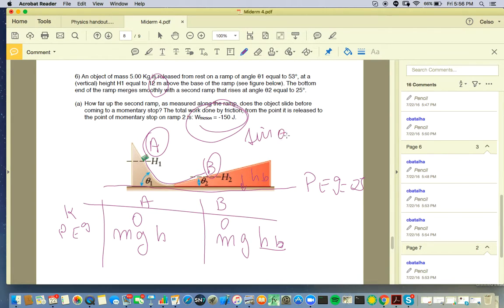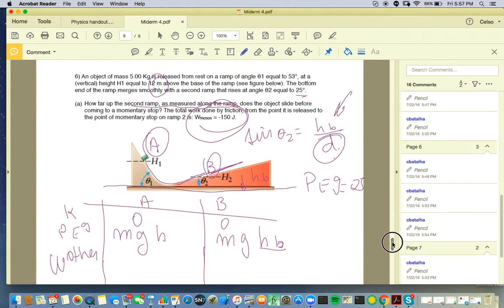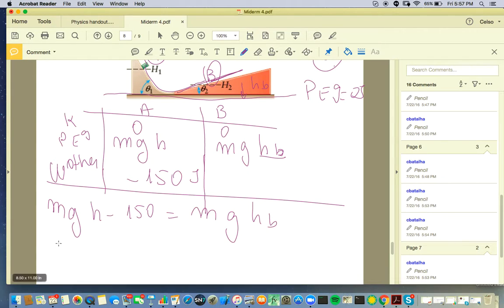Why? Because sine of theta, which is 25, is equal to hB divided by this length over here, d. And that's what we want to find, right? So we want to get d, how far the second ramp is measured along the ramp. So if we find hB, we can find d. So what else do we have? Well, here's the problem. There is friction. So there is work done by a nonconservative force, which is friction, and that work was given as negative 150 joules, right? You add this quantity: mgh minus 150 is equal to mghB, and then you can find hB.